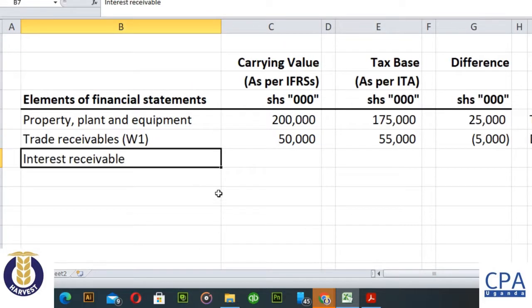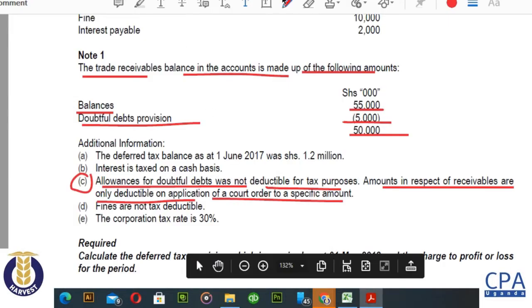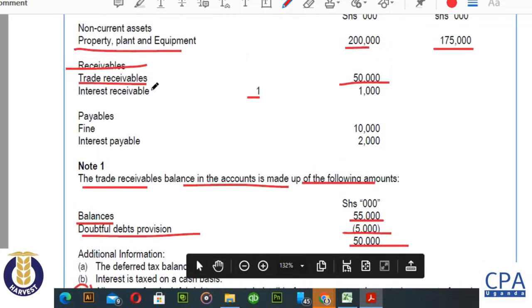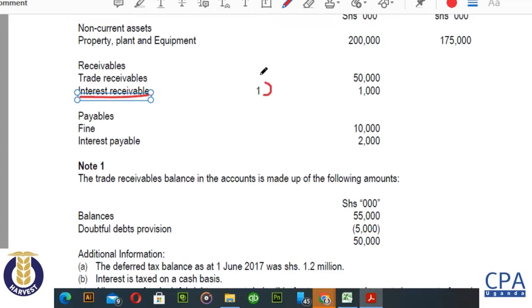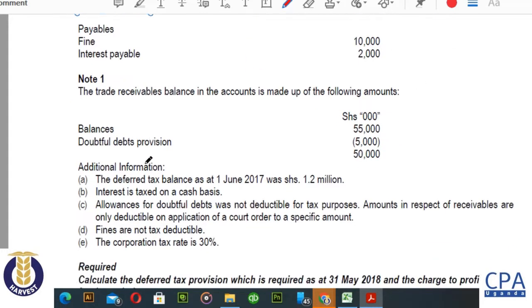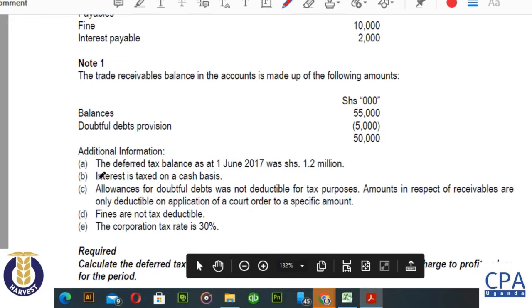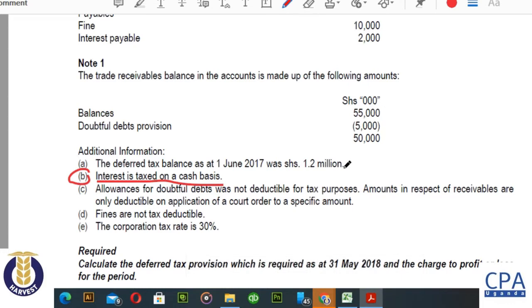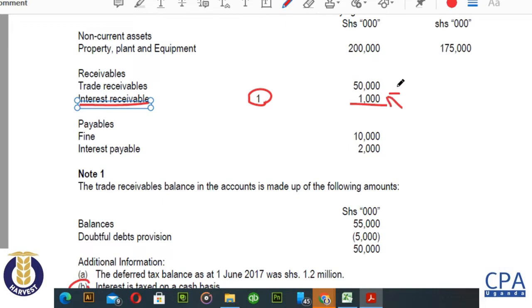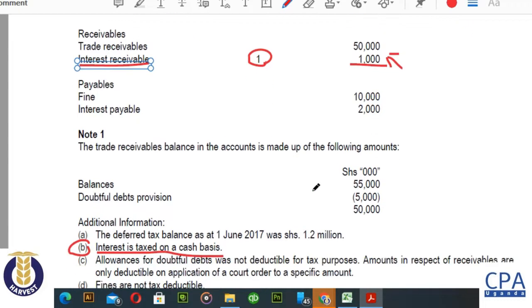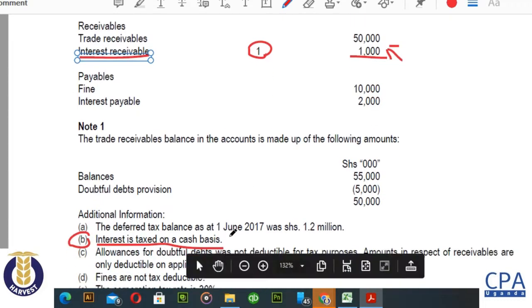Next, we have the interest receivable. When you look at the elements given to us, we have interest receivable, and it has a note. Of course, the accountant has recognized a figure of 1 million. When you come into the notes, you find that note B says interest is taxed on a cash basis. So the accountant has used the accruals basis. He has recognized the interest regardless of whether money has been received or not. But for tax purposes, this is not a realized interest, and it's going to be treated as such.